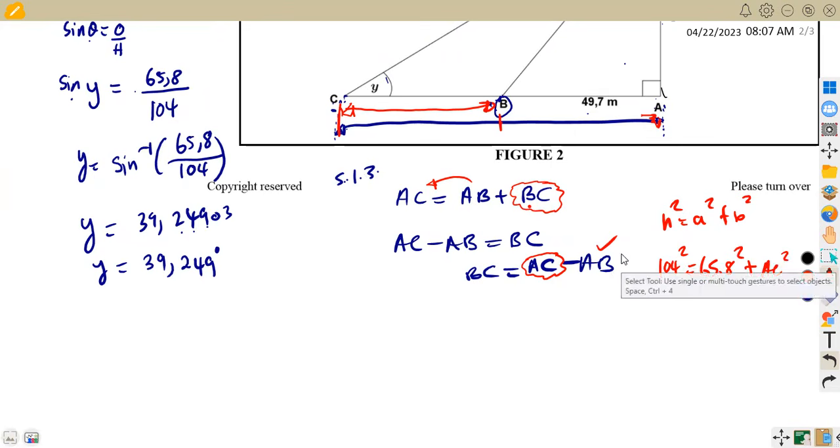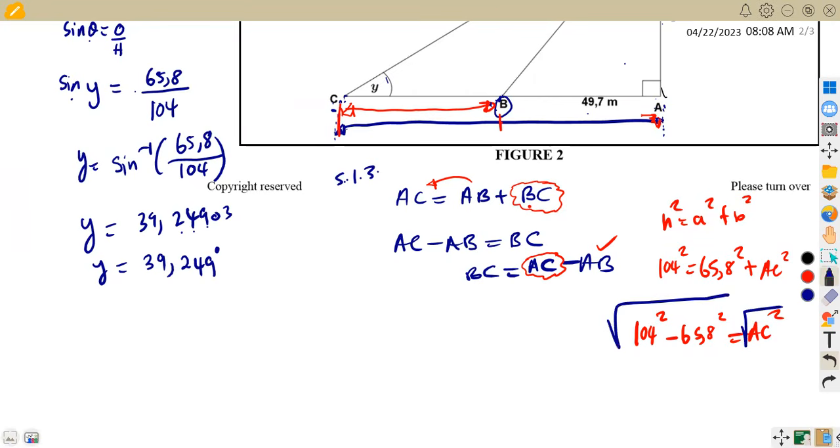So from there, we can calculate AC just like the previous part, when we applied our Pythagoras theorem. So this is going to be 104 squared. We can transpose 65,8 squared, which is going to be a negative, is equal to AC squared. So to determine AC, introduce the square root both sides. So AC is going to be the square root of everything in this case, which is going to be 80,538 in meters. So that's our AC.